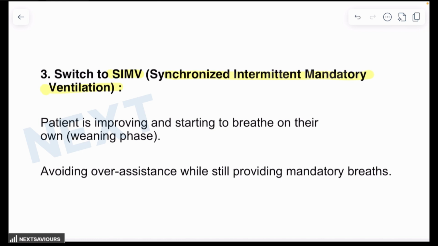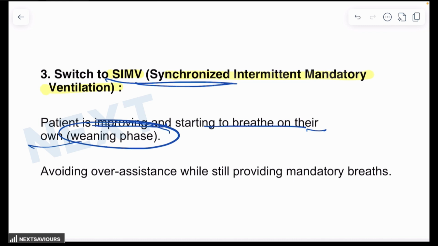Now tell me, when is weaning required? When the patient is improving and starts to breathe on their own and there is no need for over-assistance, then in those cases you have to switch to the SIMV mode. So what are you actually doing? You are reducing the ventilator dependency gradually because of the patient's efforts. This is very, very commonly done in clinical practice.